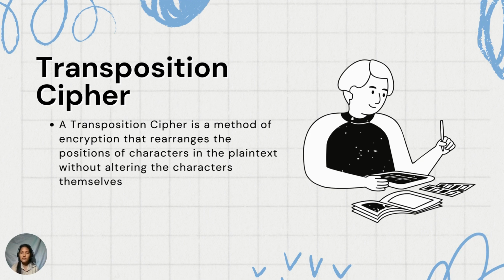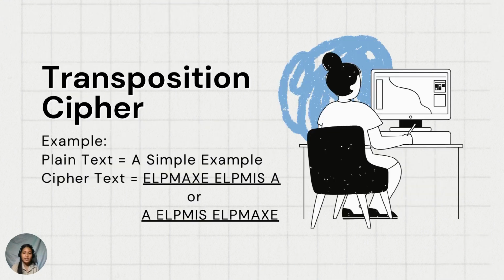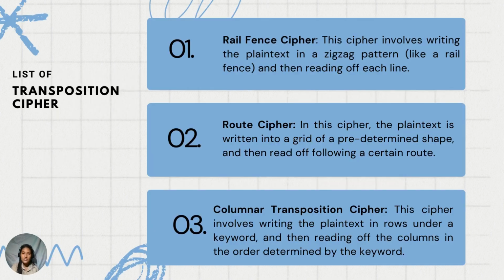Transposition ciphers are a bit different from substitution ciphers. Substitution ciphers replace each letter with a different letter or symbol to produce ciphertext. In a transposition cipher, the letters are just moved around. Here is an example of a simple transposition cipher. If you notice, the letters in the plaintext are the same letters used in the ciphertext. They were just rearranged.